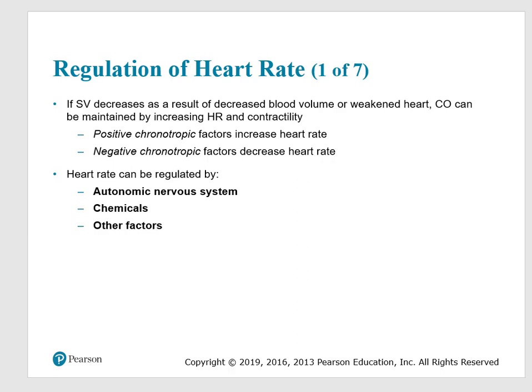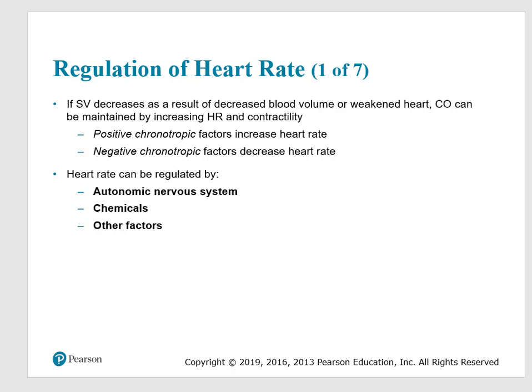Now, the next important thing that affects the cardiac output is your heart rate. Heart rate is affected by a number of things. The positive factors, which increase the heart rate, are called positive chronotropic agents, and the ones that decrease the heart rate are called negative chronotropic agents. So you have the autonomic nervous system, where the sympathetic division is a positive chronotropic, increasing the heart rate, whereas the parasympathetic decreases it, a negative chronotropic agent.